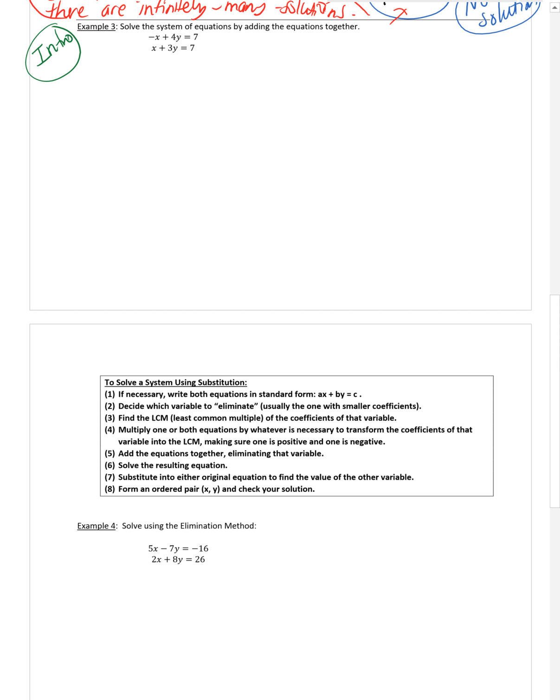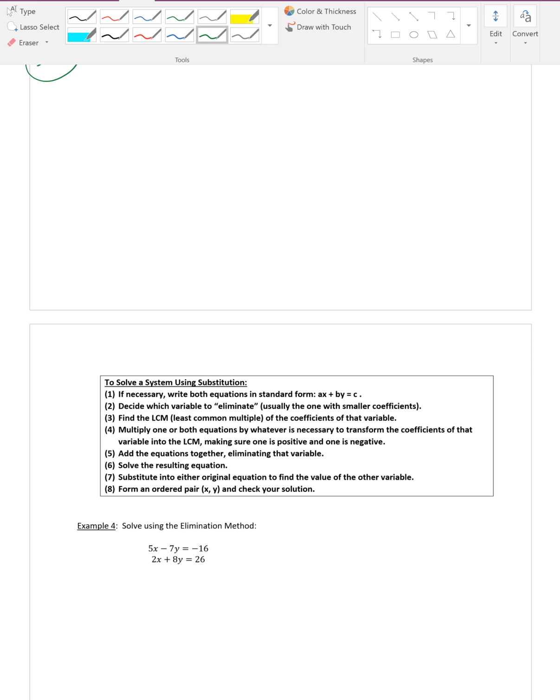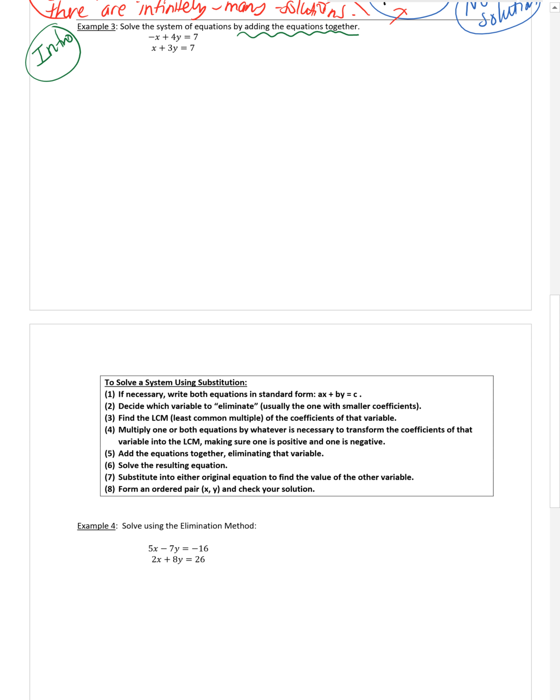So notice what the directions say. They say solve the system of equations by adding the equations together. And that's kind of the main idea of elimination: if you have two equations like we have here, the first one's negative x plus 4y equals 7, the second one's x plus 3y equals 7, you can, if you want to, add the left side and add the right side of the equal sign.